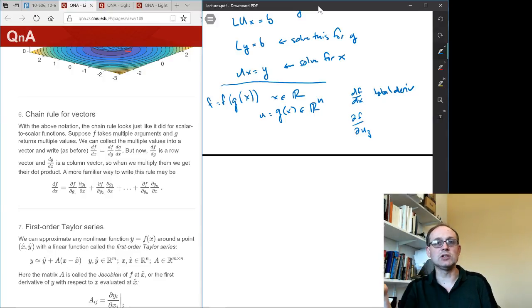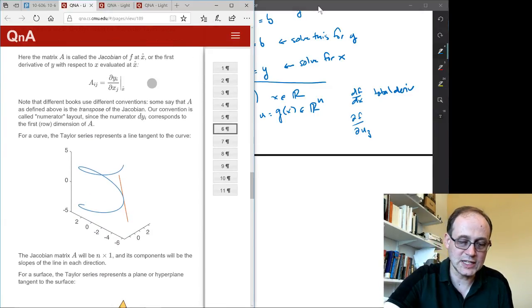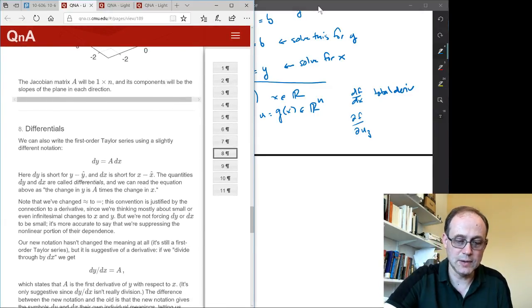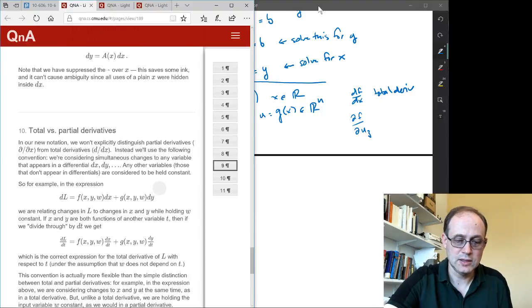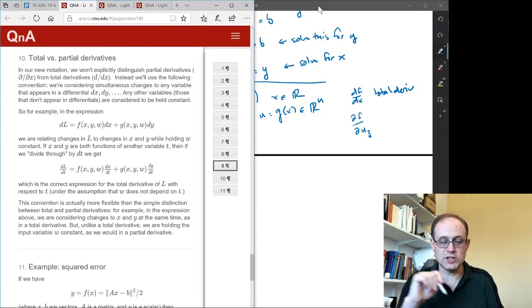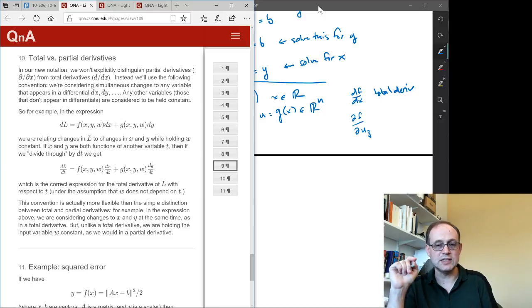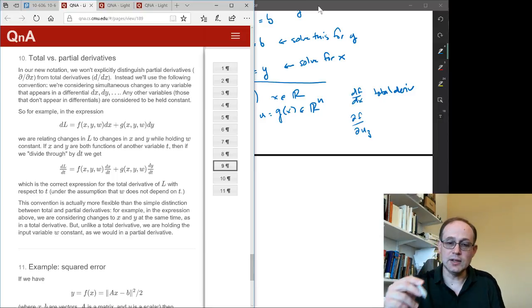So total and partial derivatives are basically saying something about how many interactions among variables we're considering. And I don't actually like the total and partial derivative notation very much. I think that the more flexible notation that we gave here, where we're just considering varying the variables that appear inside differentials, makes it easier to understand what's going on.